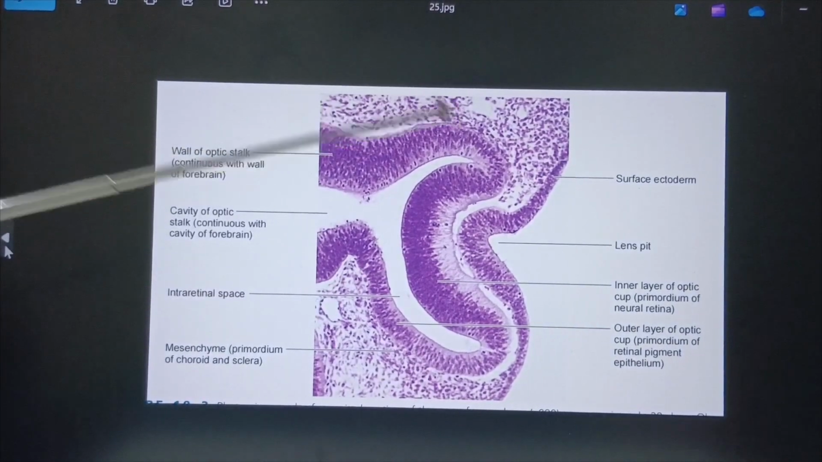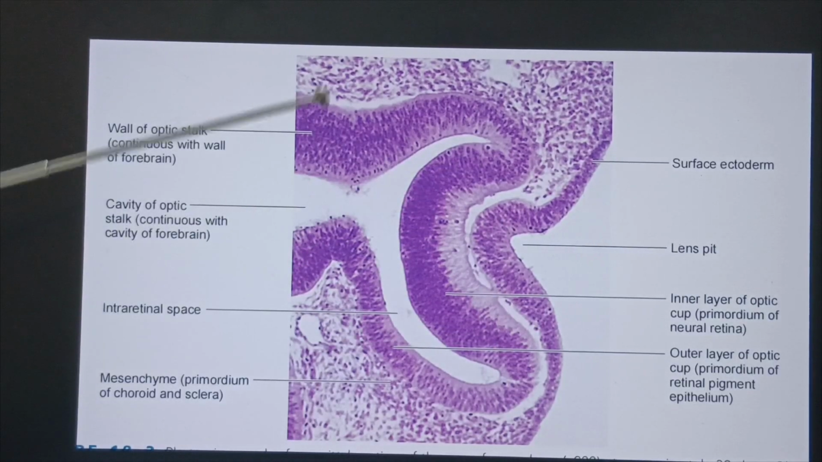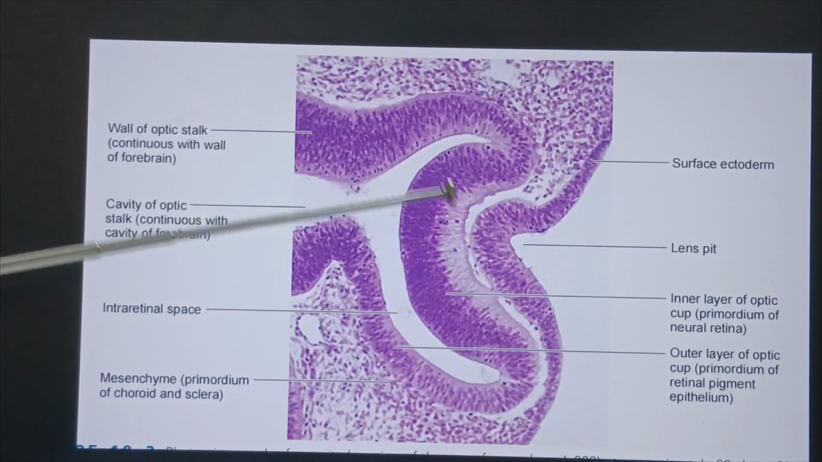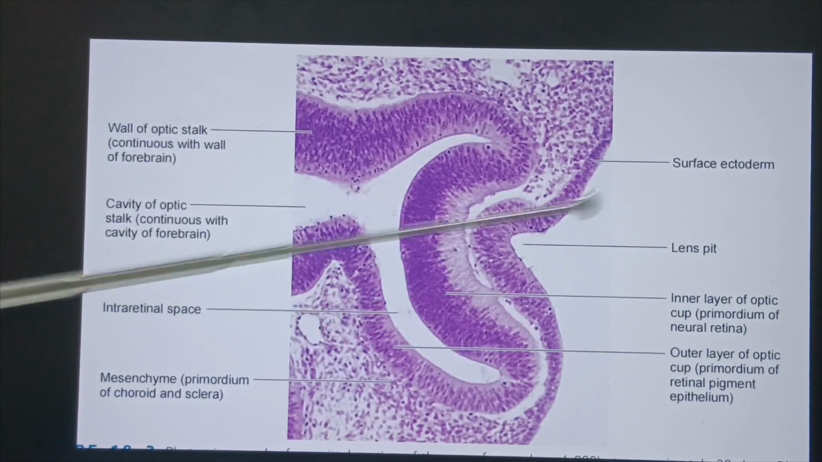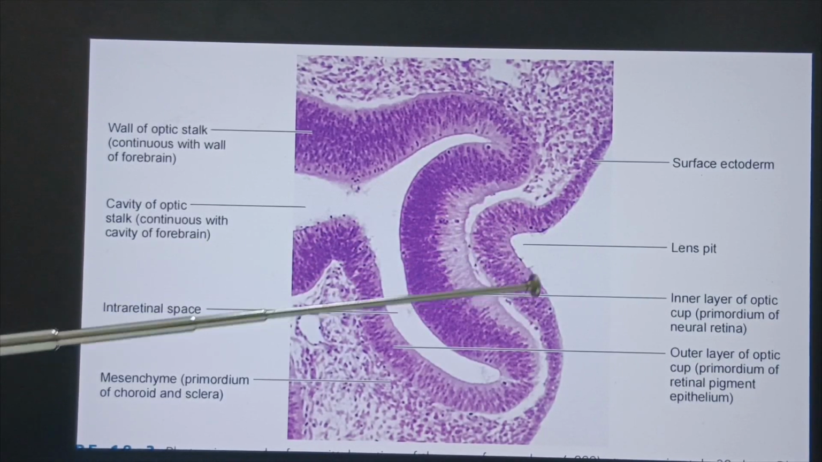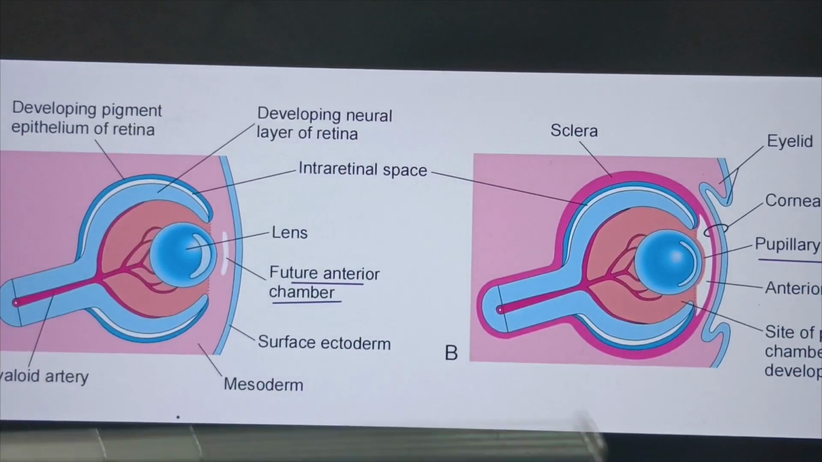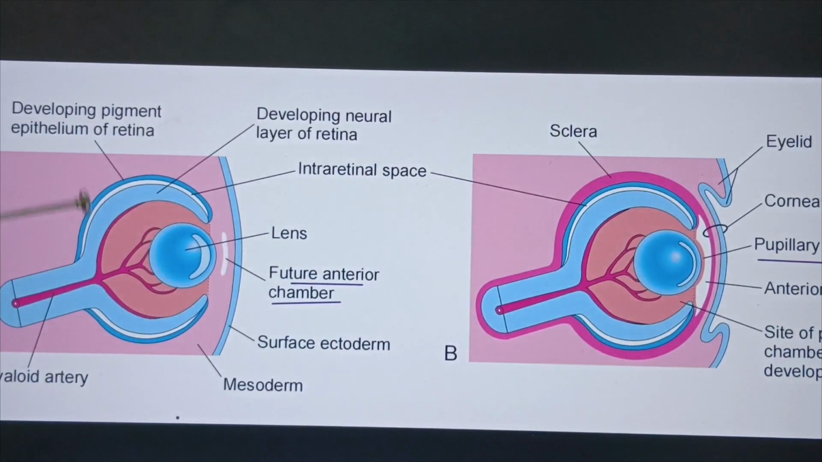Now this is the histological view in which you can clearly see that this is the optic cup, this is the outer pigmented layer, and this you see the inner neurosensory layer, and on the outer side the surface ectoderm has given rise to lens pit, and then it will finally become the lens vesicle. Okay, now again to remind you that the optic cup has formed the retinal layers, the outer layer, the pigmented, and the inner neurosensory, right?